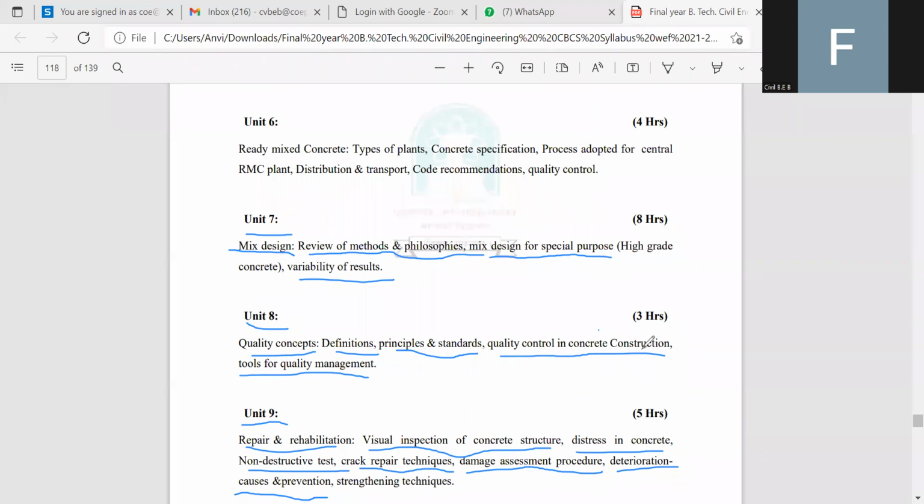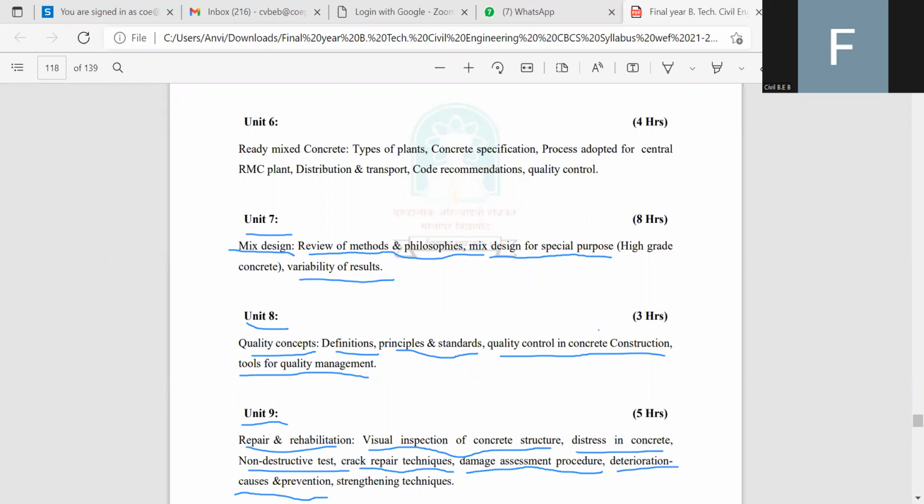So how to prevent this corrosion? Okay, I got one answer: by painting. By painting we can prevent the corrosion of the steel. So like this, some prevention techniques are there to prevent deterioration of any structure.